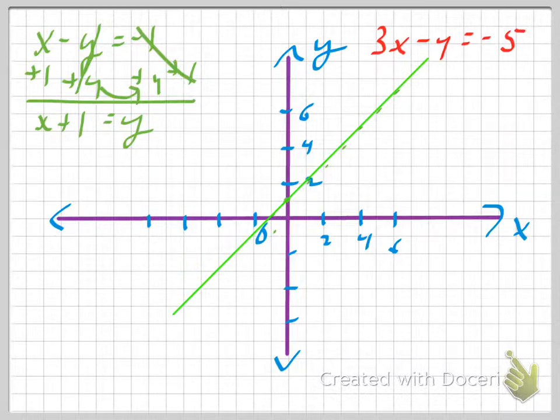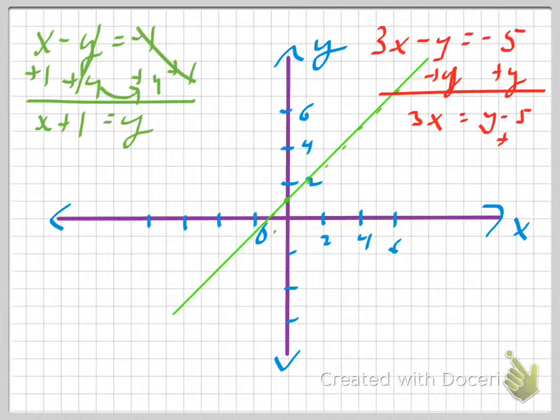Okay, now let's do the red line. Again, you've got to change it first. So let's add y to both sides. When you do that, you're going to get 3x equals y minus 5. Now let's add 5 to both sides, and we're going to get y is equal to 3x plus 5. I've just switched the sides here, so it's actually 3x plus 5 equals y, or y equals 3x plus 5. So this time the y-intercept is 5, and the slope is positive 3.